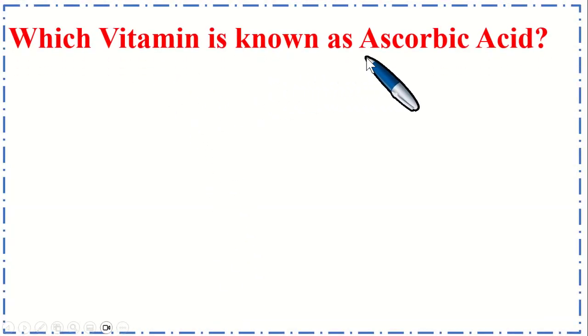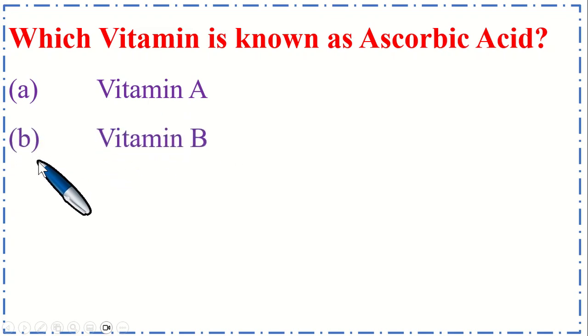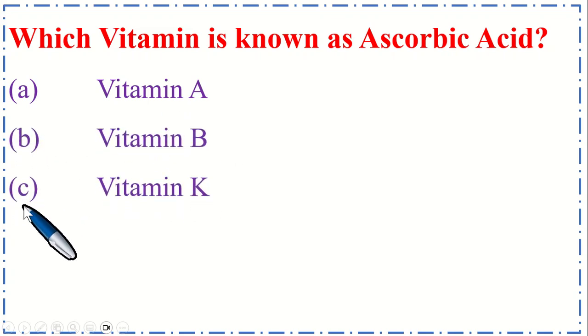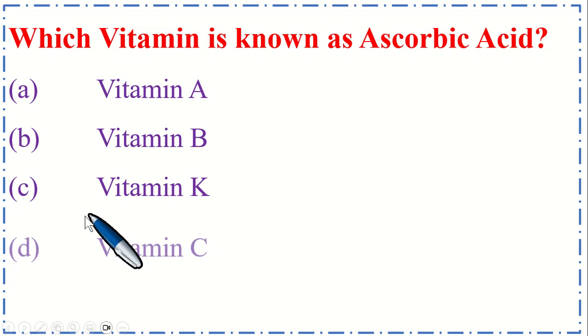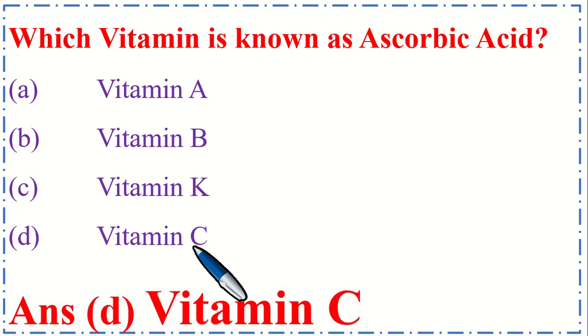Which vitamin is known as ascorbic acid? Option A, vitamin A. Option B, vitamin B. Option C, vitamin K. And option D, vitamin C. So the correct option is option D, which is vitamin C.